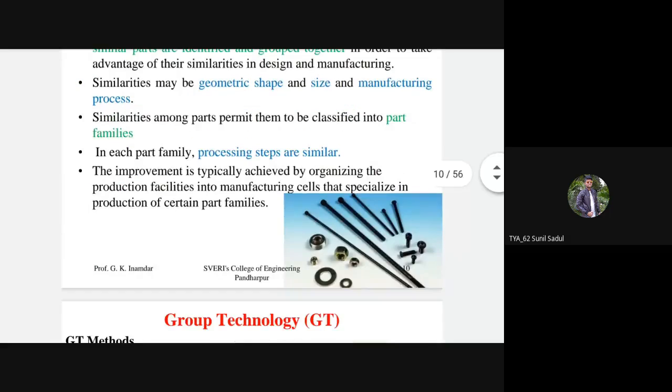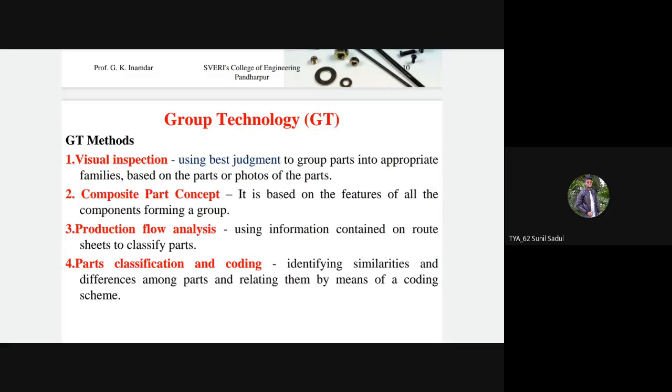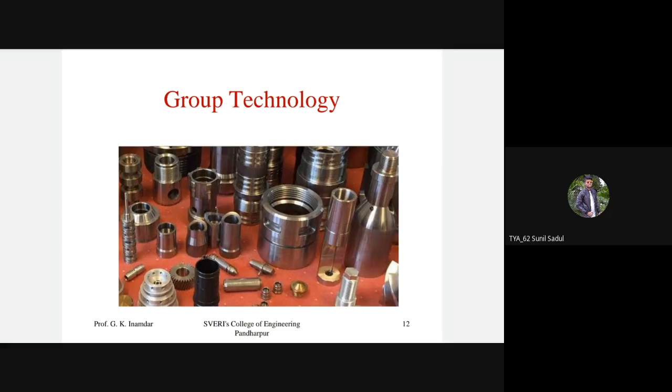Suppose if you see in this image, nuts and bolts are there, different shaft type nuts are there. I think this is a fan assembly, you might be seeing that. Now, the group technology core methods are there: visual inspection, component parts, production flow analysis, and part classification. We also discussed this in the last lecture. This is also one of the parts. A high-tech machine having different parts, so this is a group technology type.